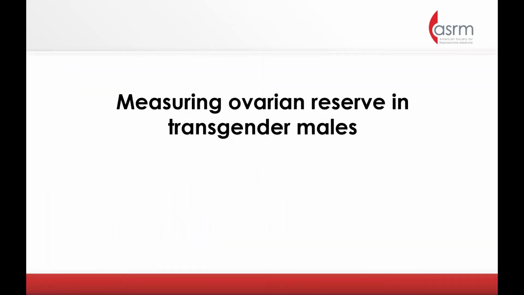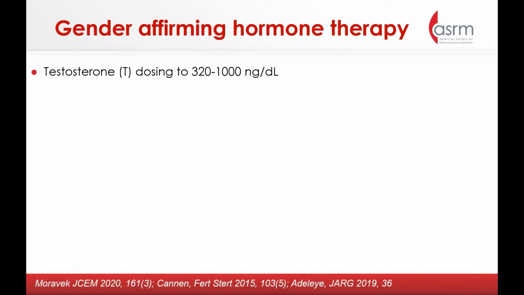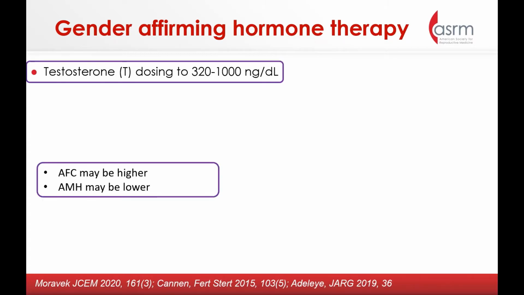And finally, I wanted to spend a couple of minutes talking about measuring ovarian reserve in transgender males. So the Endocrine Society guidelines are that we dose testosterone such that serum testosterone is in a pretty wide range, 320 to 1,000 nanograms per deciliter. And so cross-sectional data suggests that antral follicle counts may be higher and AMH levels lower. There are much more data on pathology specimens, where transgender men who have been on T therapy often have polycystic ovarian morphology and more atretic follicles.